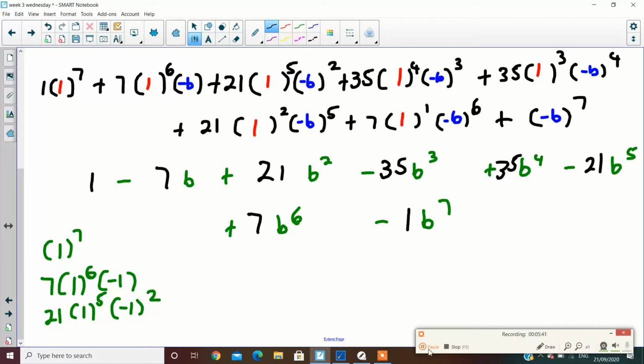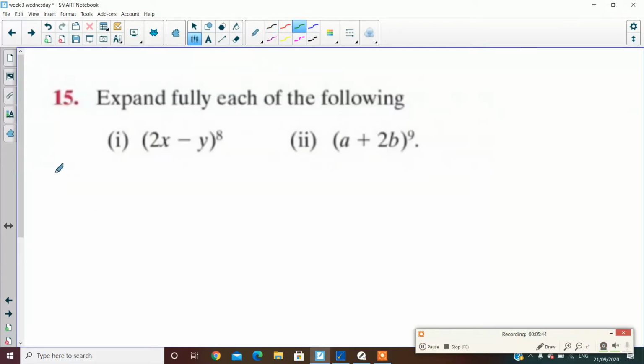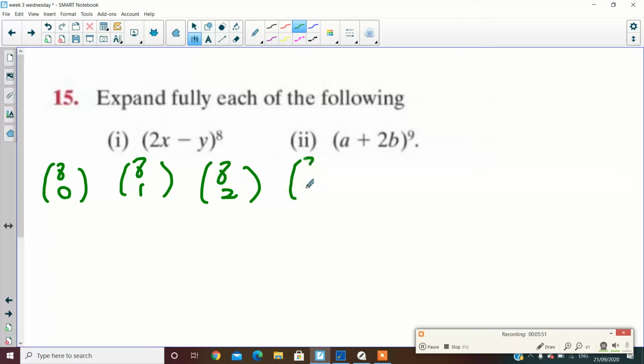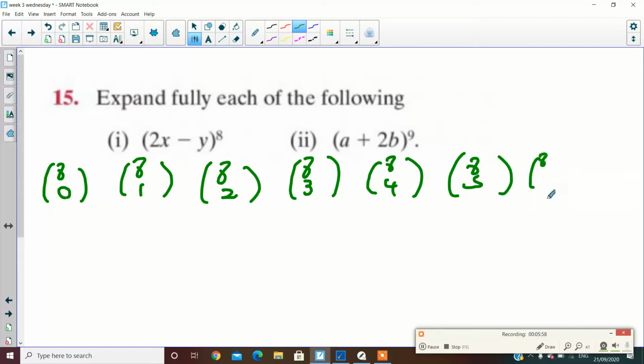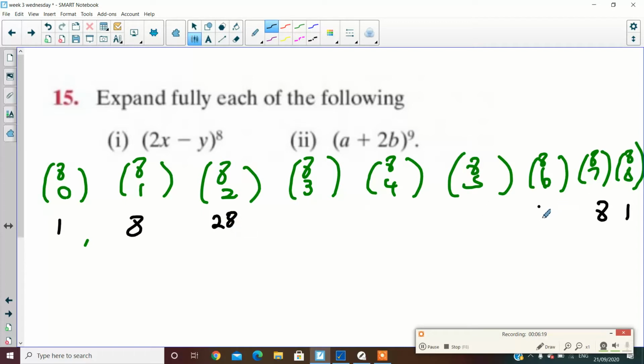All right, guys, in class now. First thing you need for this is your numbers, 8C0, 8C1, 8C2, 8C3, 8C4, 8C5, 8C6, 8C7, and 8C8. All right. And we got 1, 8, 1, 8. What's 8C2, lads? 28. Okay, and the one after that? 56. And the one in the middle? 70. Right, grand.